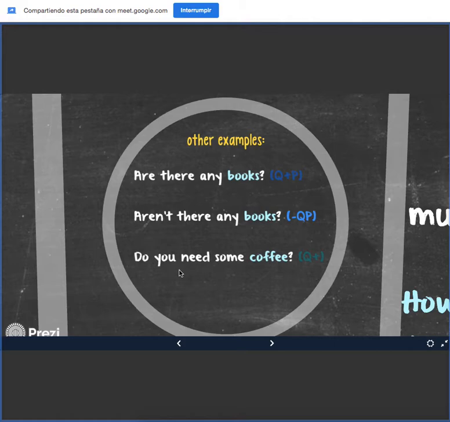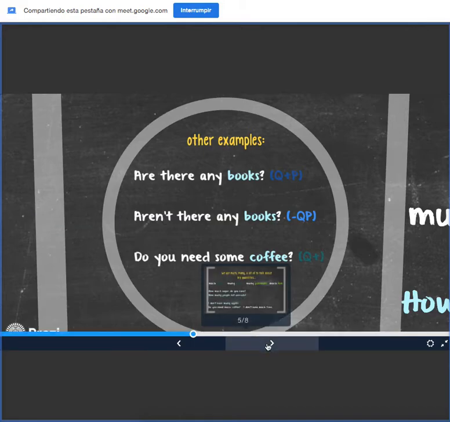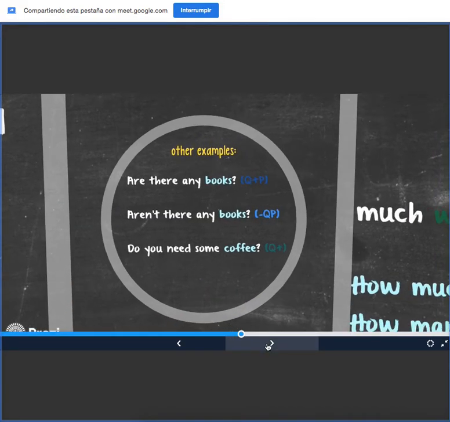Or, do you need some coffee? Or, would you like some coffee? Would you like some candies? Okay? So these are just some other examples.